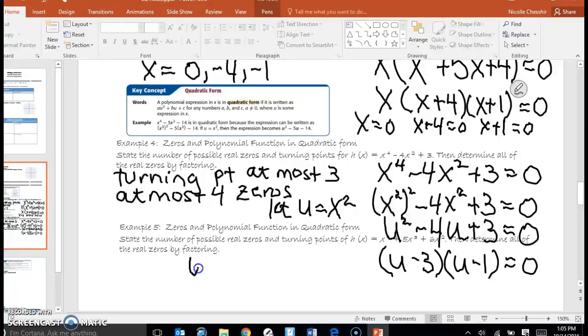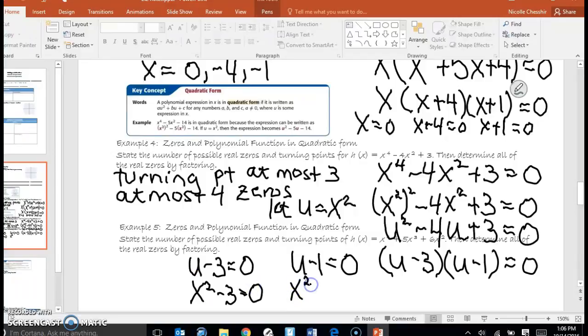Alright, so I'm going to set that up. So I have u minus 3 equals 0, and u minus 1 equals 0. Now before I solve, I need to remember that I substituted here, correct? Well, I'm going to change it back now. So I have x squared minus 3 equals 0, and x squared minus 1 equals 0, and now I'm going to solve for my roots.